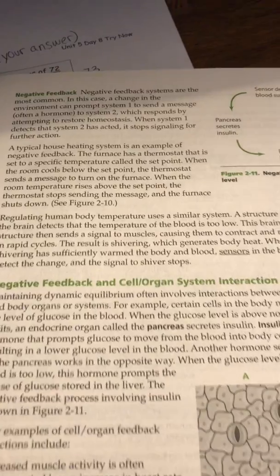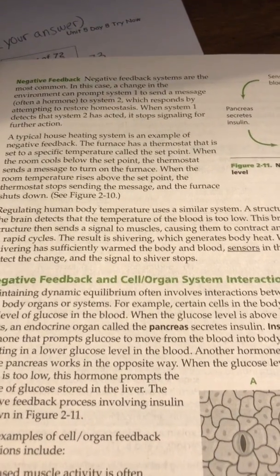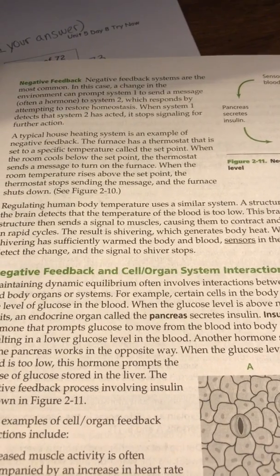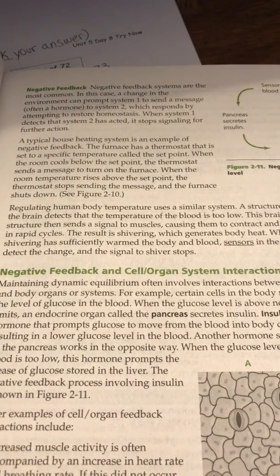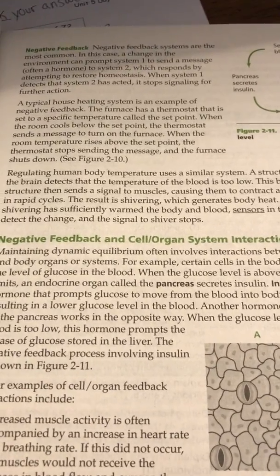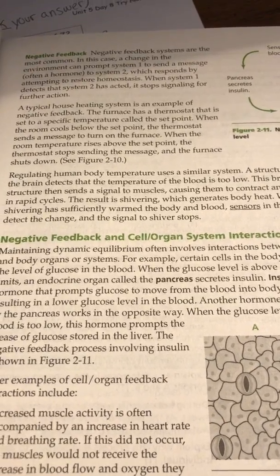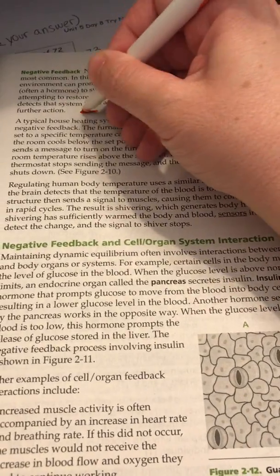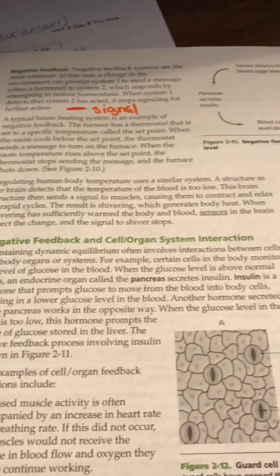Negative feedback. Negative feedback systems are the most common. In this case, a change in the environment can prompt System 1 to send a message, often a hormone, to System 2, which responds by attempting to restore homeostasis. When System 1 detects that System 2 has acted, it stops signaling for further action. So, negative feedback is just a signal or a message.